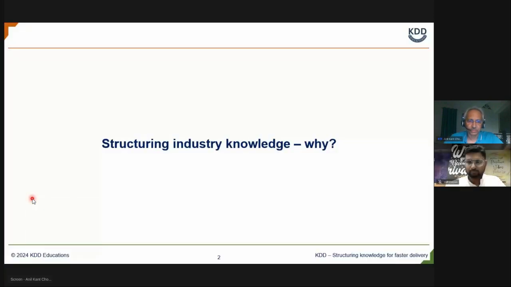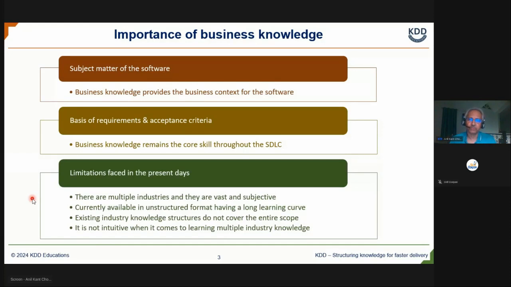So let's get started. So as I said, the first thing is why we want to have a structured industry knowledge. Now, if you look at any industry for that matter, the business knowledge is very, very important, right? Any industry. But if we are talking about, let's say, IT industry, it becomes even more important, okay? Because in IT industry, we are catering to other industries.